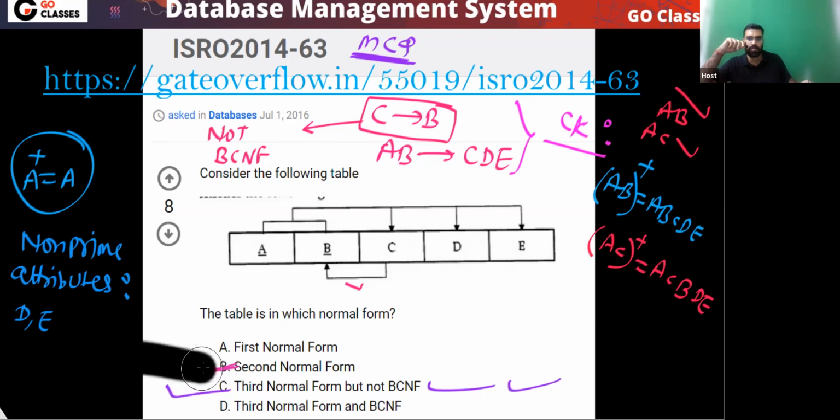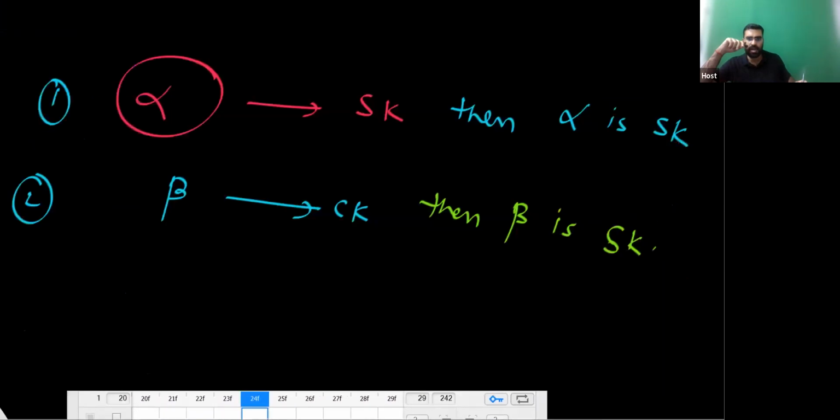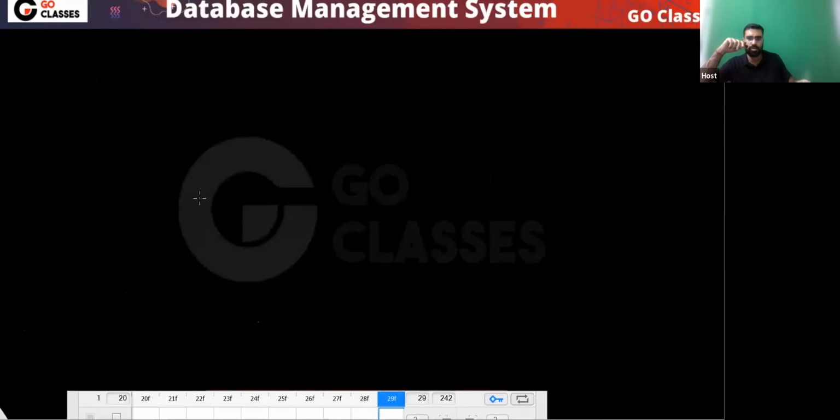If it is 3NF, then automatically it is BCNF, right? Yes or no? Option C covers option B. So the answer will be option C. Is this clear? What will be the answer? The answer will be option C.